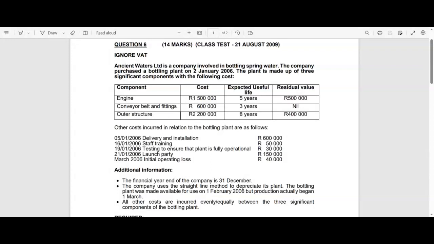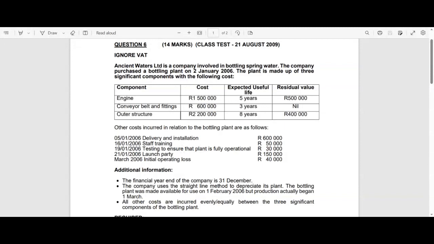So we are going to debit an expense account called staff training. All right, ladies and gentlemen, let's go to the next one. On the 19th of January, we did some testing to ensure that the plant is fully operational.